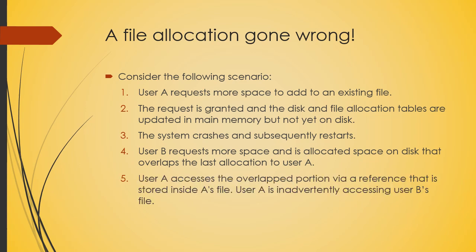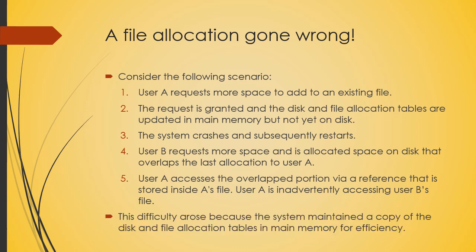User A accesses the overlapped portion via a reference that is stored inside A's file. User A is inadvertently accessing user B's file and vice versa. This difficulty arose because the system maintained a copy of the disk and file allocation tables in main memory for efficiency.